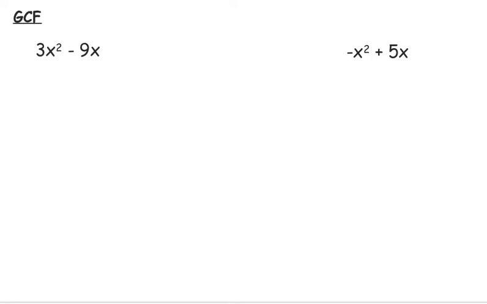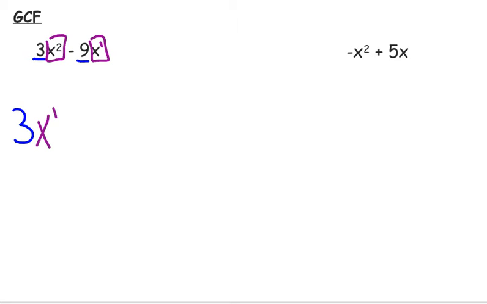So what I'm going to do is look at the numbers first. Between the 3 and the 9, I need the greatest number that goes into both of those, and that is a 3. Then I look at my variables. I got an x squared and an x. I take the variable that has the smallest exponent. So I have x squared and x to the first, so when I factor out, I'm going to have x to the first outside.